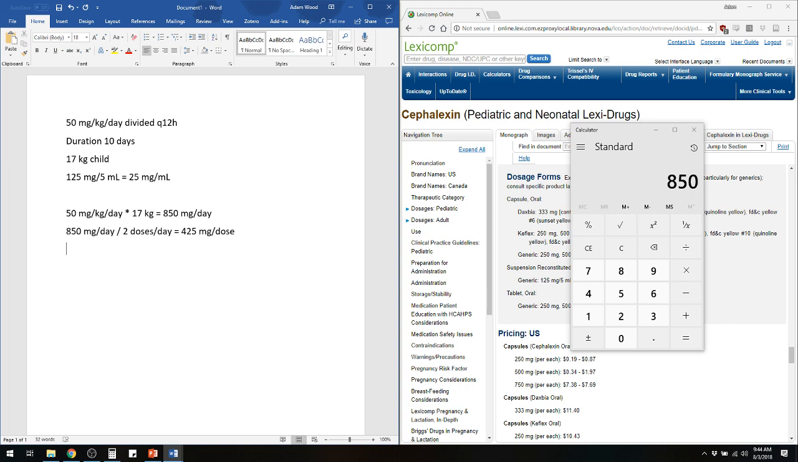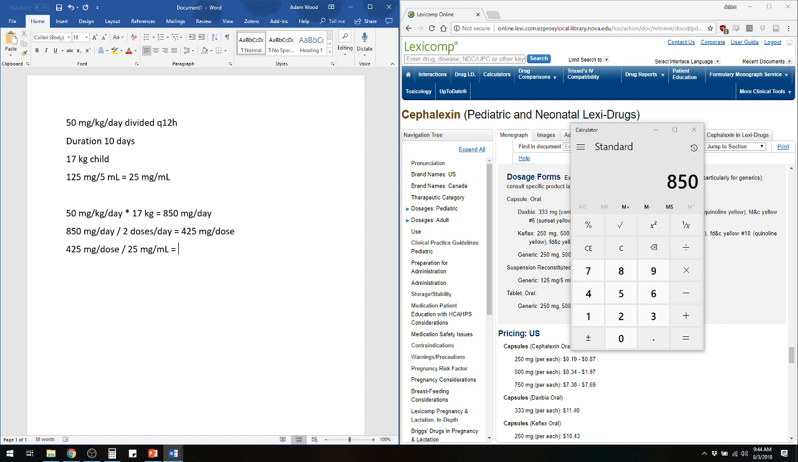Anywho, all right, so we got this 425 milligrams per dose. Now, what do we need to do? Divide that by 25. Yeah, so we need to actually take the concentration, factor that in to figure out how many mLs they're going to get. So I'm going to take 425 milligrams per dose. I'm going to divide that by 25 milligrams per ml.